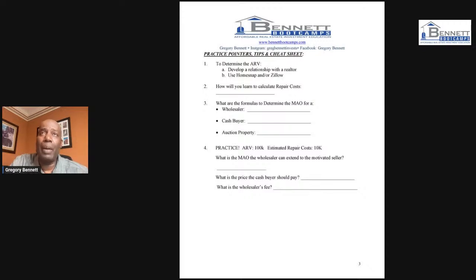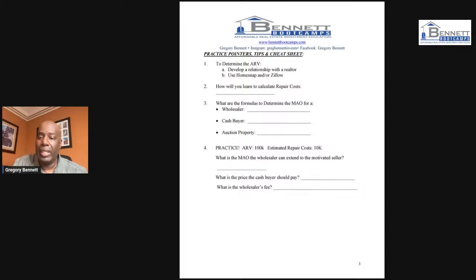And so if we can get a property for 50% or 55% of ARV, then we're going to make more money. And so in this case, the 5% rule goes out the window. We're going to take the difference between the $100,000 that the wholesaler puts on the contract, that's at 60%, and the price we sell to the cash buyer at 70%, which is 125. The difference is 25,000.